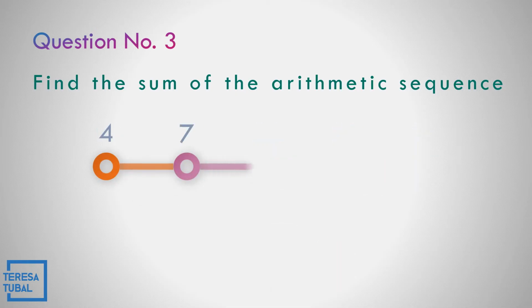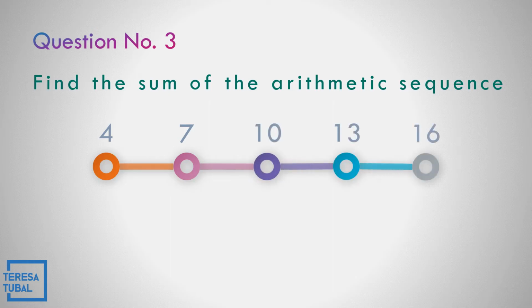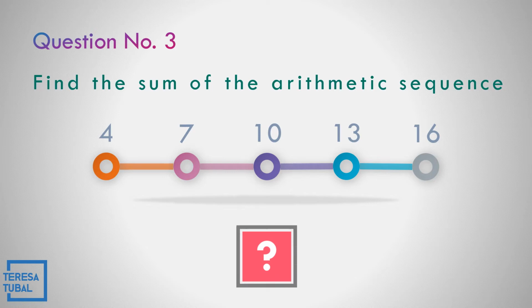Question number 3. Find the sum of the arithmetic sequence 4, 7, 10, 13, and 16. What do you think is the answer? Correct. The answer is equal to 50 because 4 plus 16 is equal to 20. 7 plus 13 is 20. So 20 plus 20 plus 10 is equal to 50. So let us use another solution to solve for the sum of the arithmetic sequence.